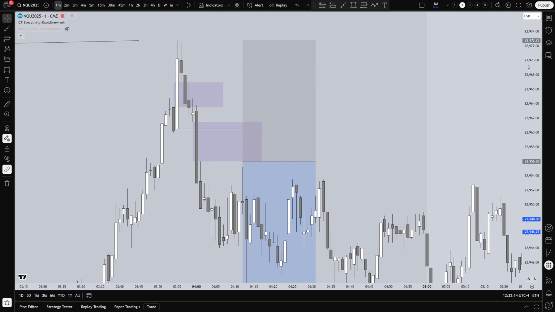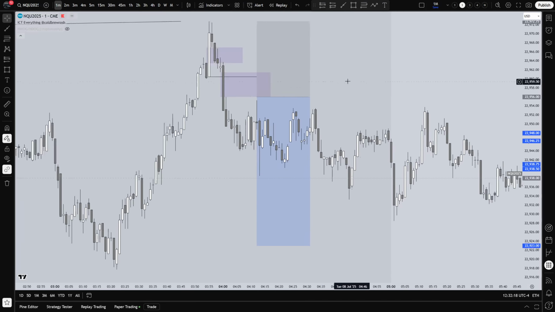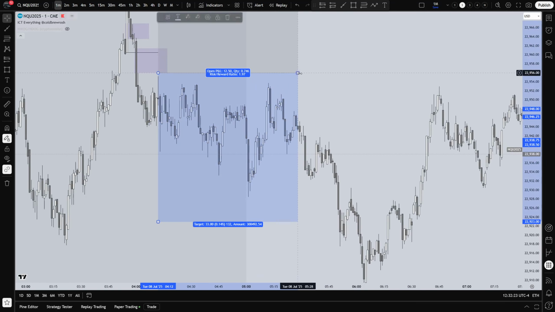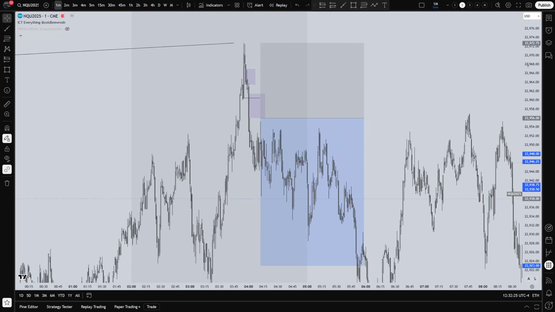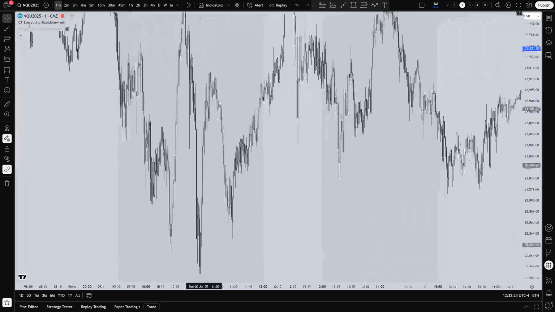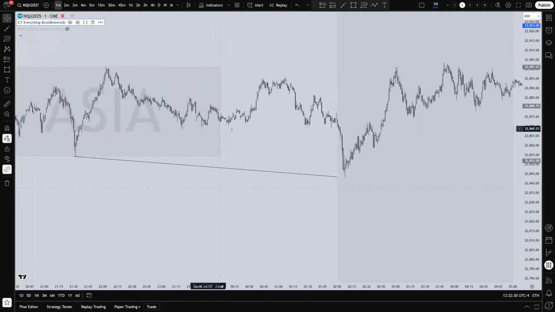Now, it's unfortunate for this scenario, but it doesn't actually come up to that fair value gap, and so you would miss out on that trade, and you might have some FOMO seeing it drop, but that's just the reality. I just wanted to include that because that does happen. Let's move over to the next one.